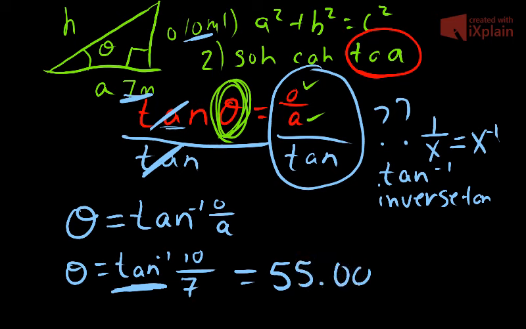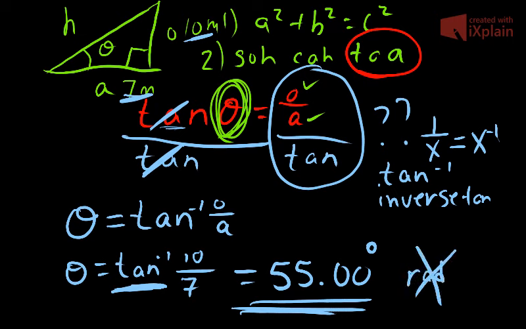And this, by the way, is in degrees. You should have your calculator set in degrees. Do not have it in radians, okay? We don't use radians in physics class.